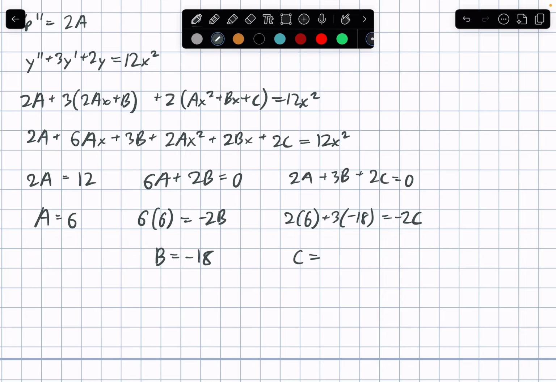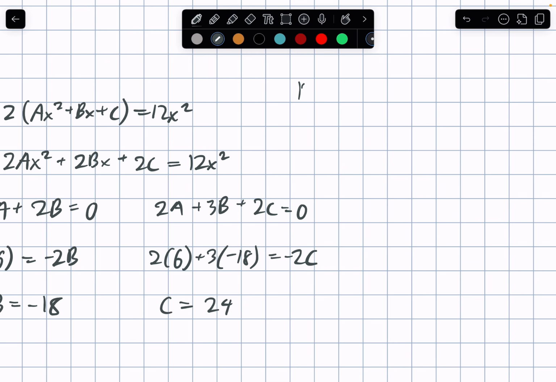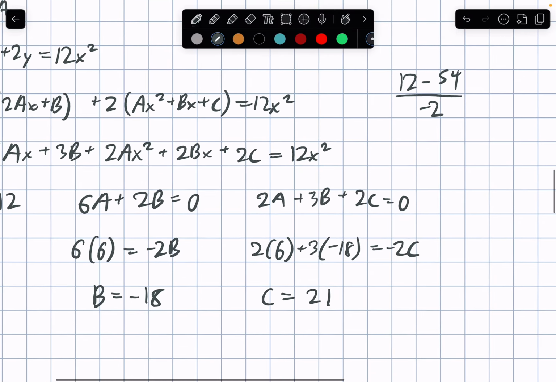Okay, b is negative 18, negative 2c, c is equal to 12 minus 9, 18, 27, 54 divided by negative 2. 42, 21. That's supposed to be 21.